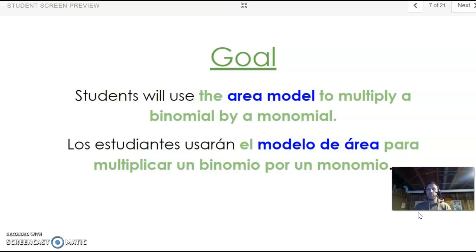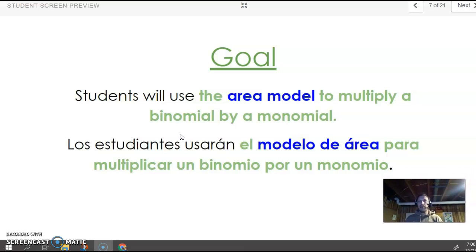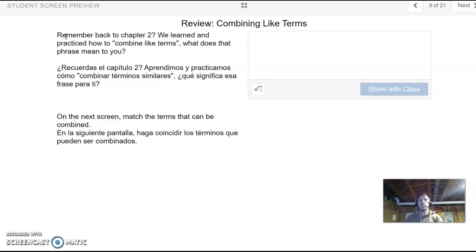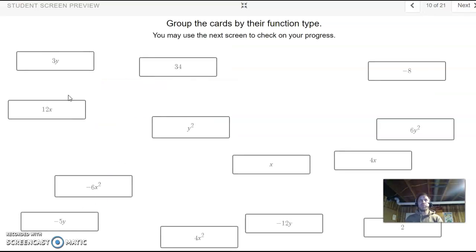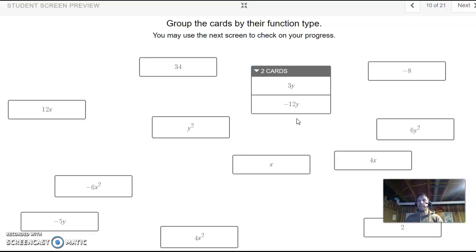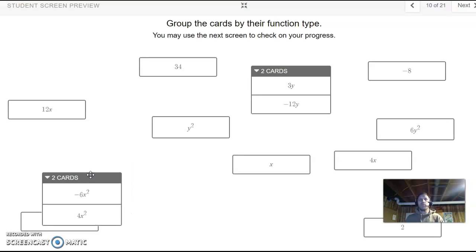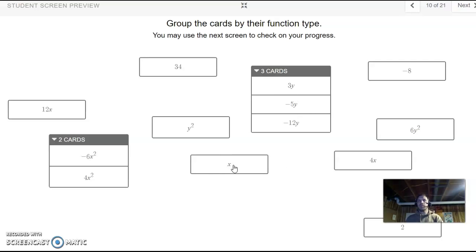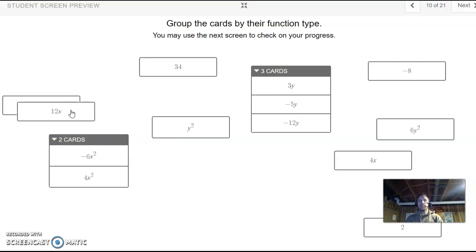Alright, so today's goal was to use the area model to multiply a binomial by a monomial. So our lesson today will keep going. So remember when we look back at chapter 2, we learned to combine like terms. So to combine like terms, remember, we're going to move all the things that we can put together. So see, this 3y and this negative 12y go together. The 4x squared and the negative 6x squared go together. This 5y can go with those. So let's just put all of these pieces together.